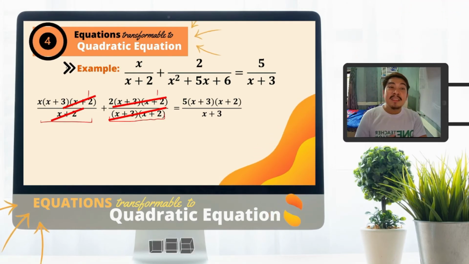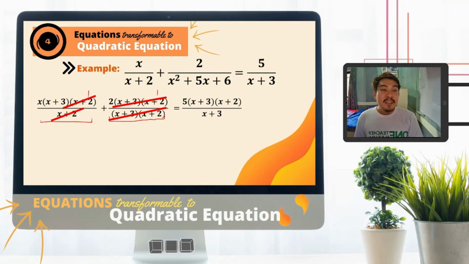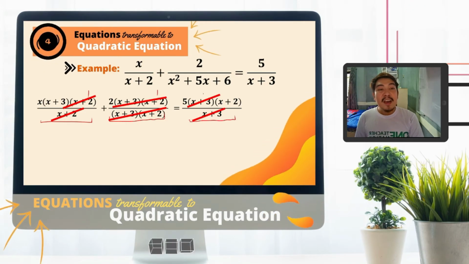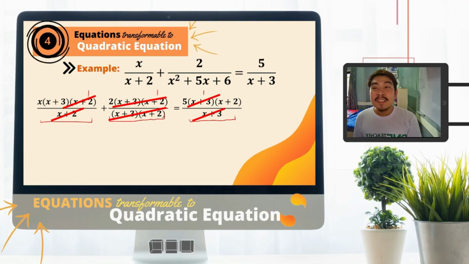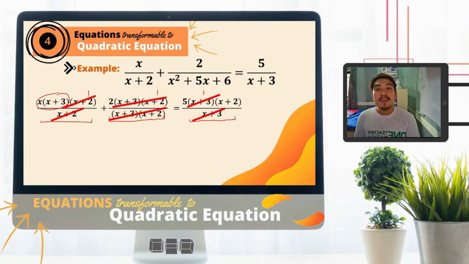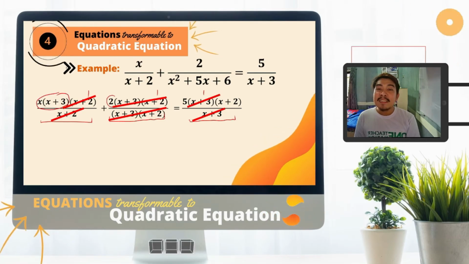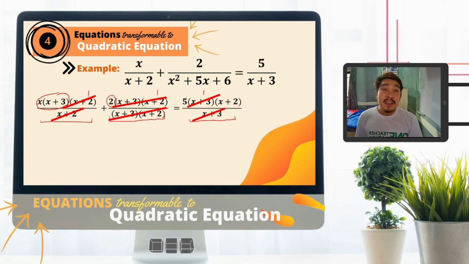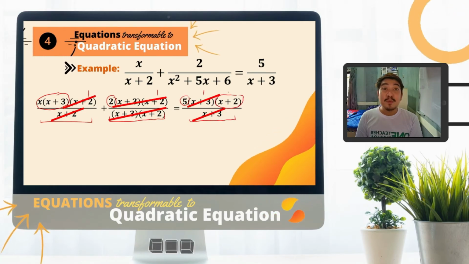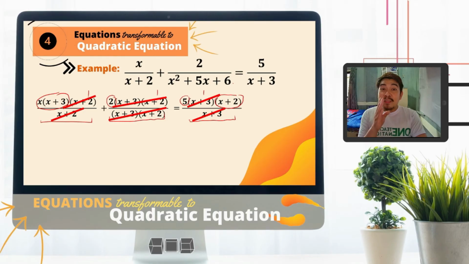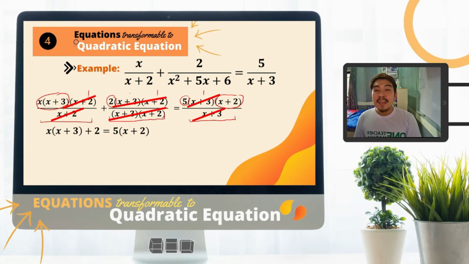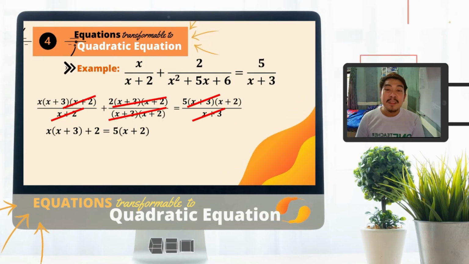How about doon naman sa term na nasa kabilang side ni equation? Dito sa side na ito, pwede naman nating makancel si x plus 3 since ang quotient niyan ay 1. So anong natira sa atin? Dito sa first term na to, ang natira lang sa atin will be x times x plus 3. Dito sa second term na to, ang natira lang sa atin ay 2. And then, this one, the other side of the equation, ang natira sa atin 5 at saka x plus 2. So let us have the other equation. Ayan na yung ating equation. So x times x plus 3 plus 2 is equal to 5 times x plus 2.